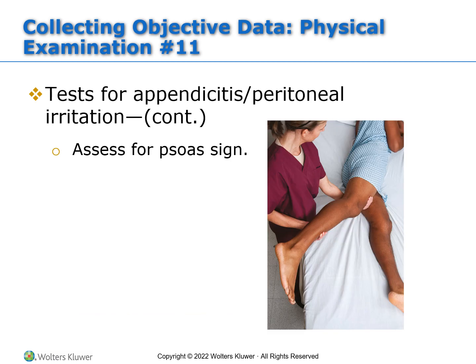Assess for the psoas sign. The psoas sign is asking the client to lie on the left side and hyperextend the right leg. All right, and when they do this, there's no abdominal pain present. If they did have pain in the right lower quadrant when the leg was extended, then it would be considered irritation of the iliopsoas muscle due to appendicitis.